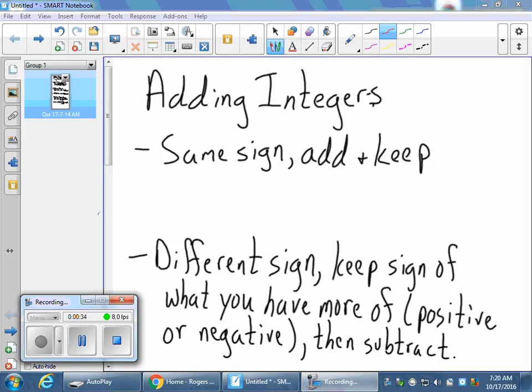I can say that I have 4 plus 7. Both are positive numbers, so that's the same sign. They're both positive, positive 4 and positive 7. We just add and we keep the sign, the positive 11 sign. Remember, when we have positive numbers, we don't have to show the positive sign if we don't want to. We could if we wanted to.